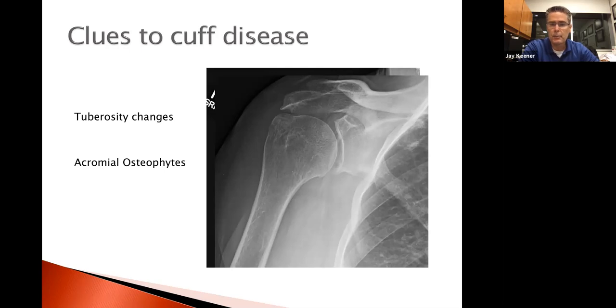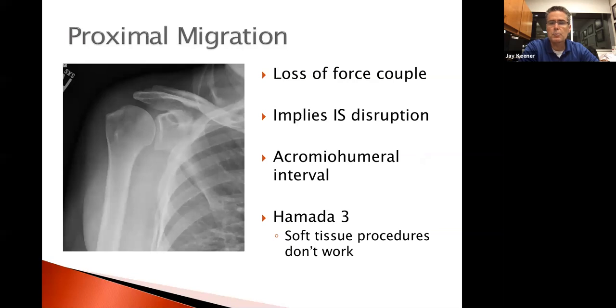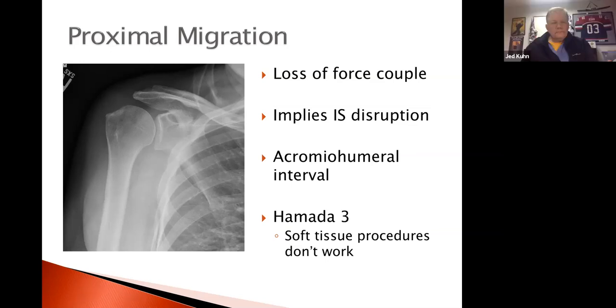Not necessarily the progression, but the presence of rotator cuff tears. Proximal migration is this phenomenon where the humeral head migrates from the unopposed pull of the deltoid. And this implies a loss of the force couple. And what you really need to know as a clinician is this implies infraspinatus disruption. So the more disruption of the infraspinatus, the more chronic the disruption, the higher the head migrates.